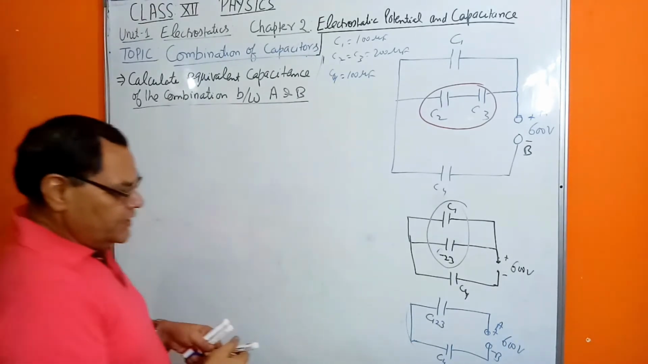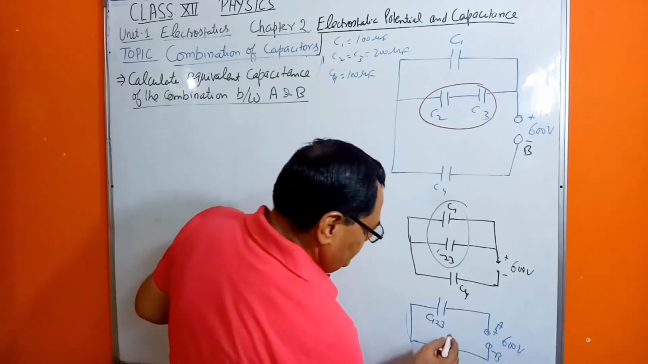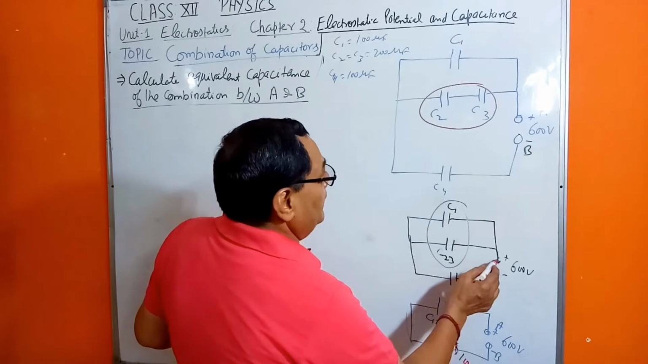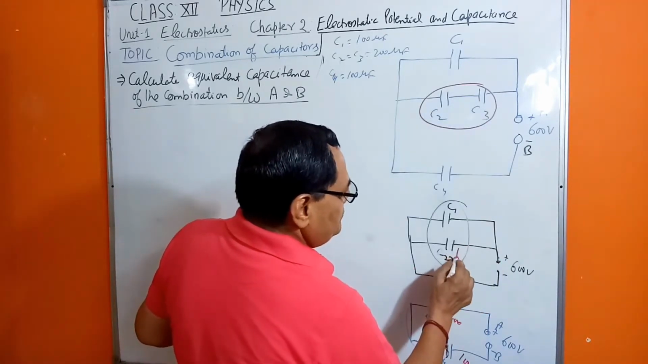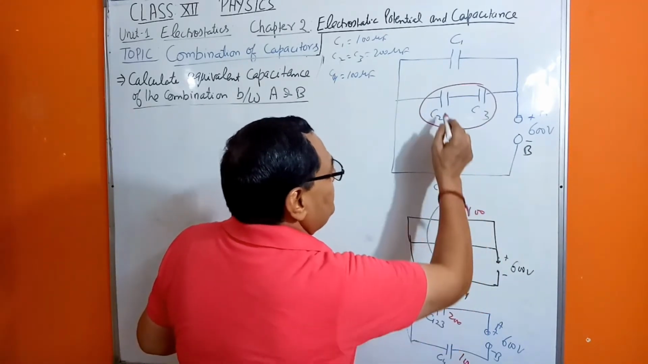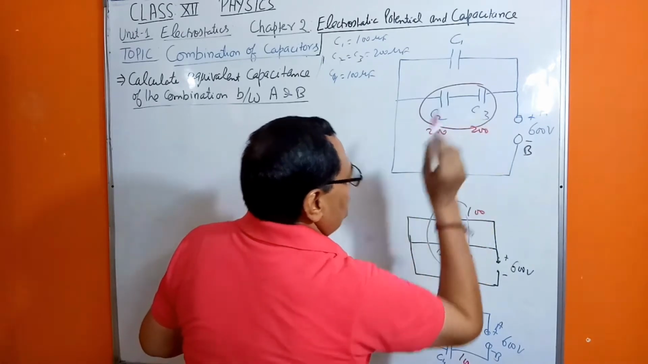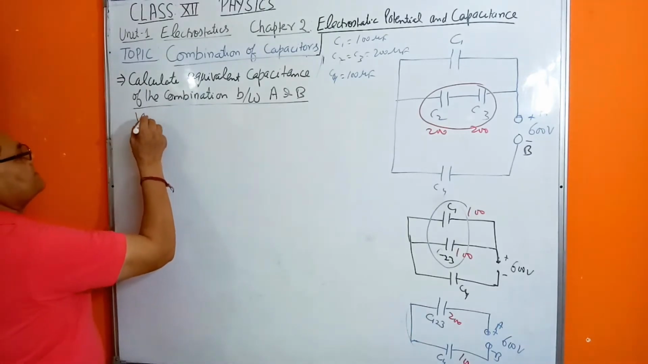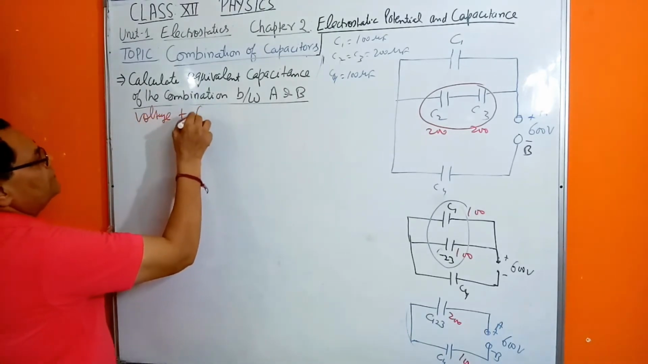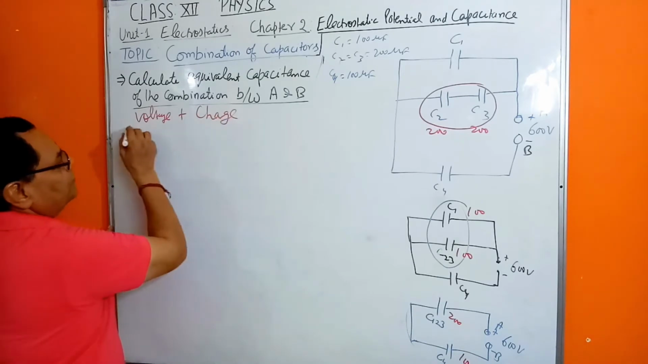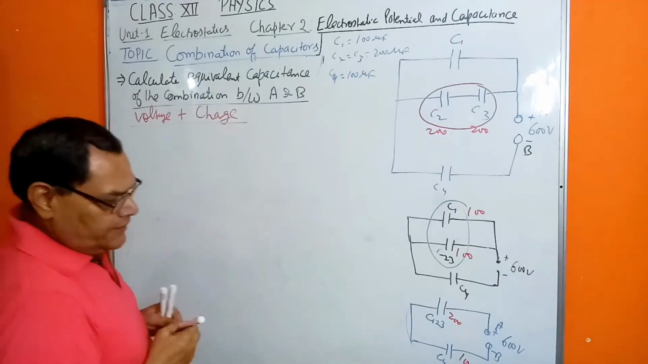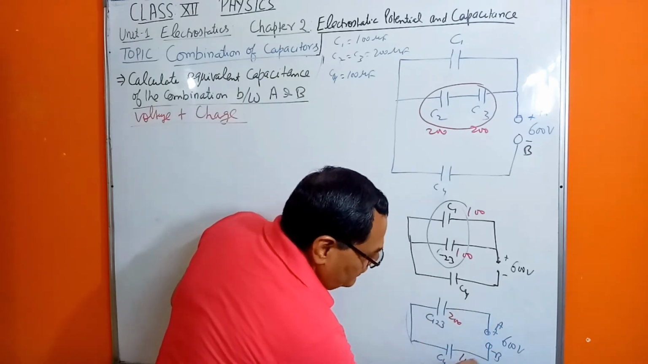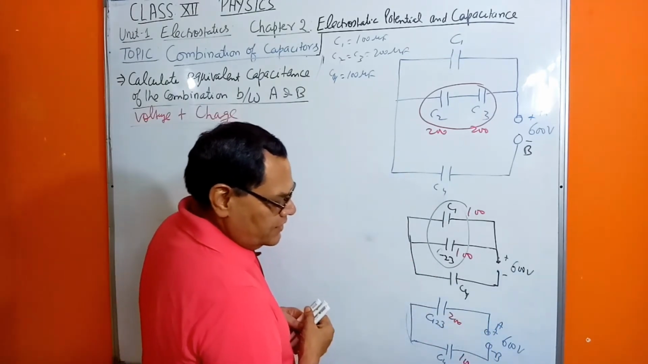Alright, so let me put it for our knowledge: this was basically 200 and this is 100, and this was 100 and this was 100. These were 200 each. Fine. So see, for the voltage and charge on each, just now I was saying that these are in series, right?